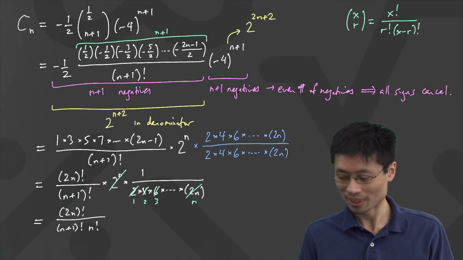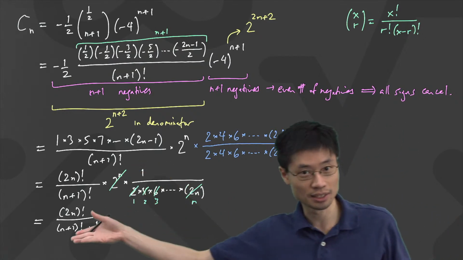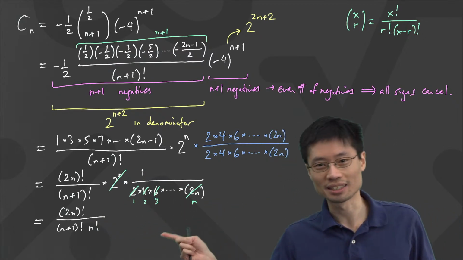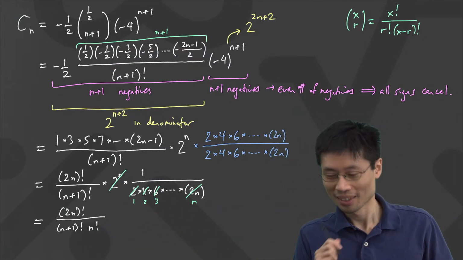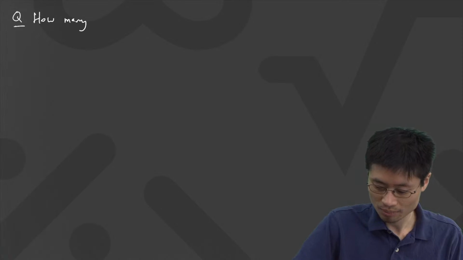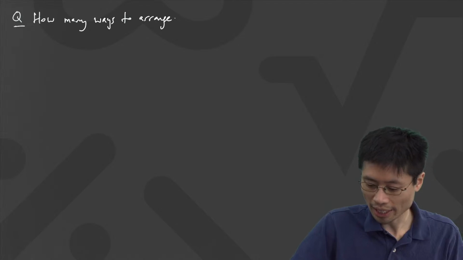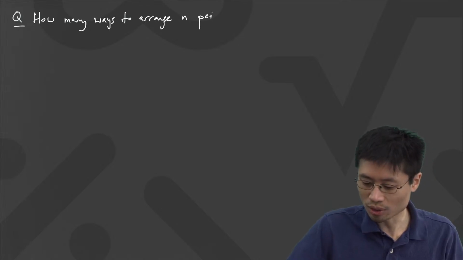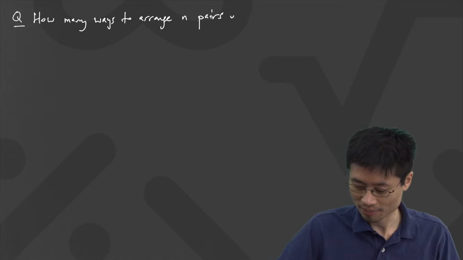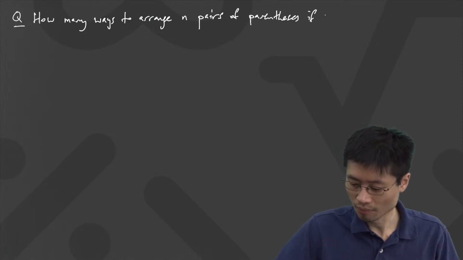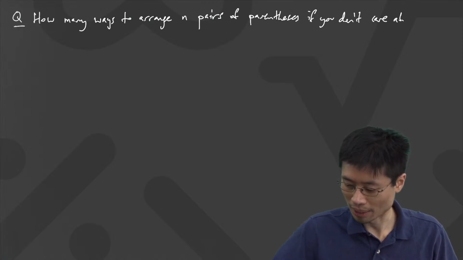Let's compare that with a totally different question. So first of all, this is an answer, but I want to compare this answer with a different question. And the different question I'm going to ask is, how many ways to arrange n pairs of parentheses if you don't care if it's legit or not, if you don't care about valid.